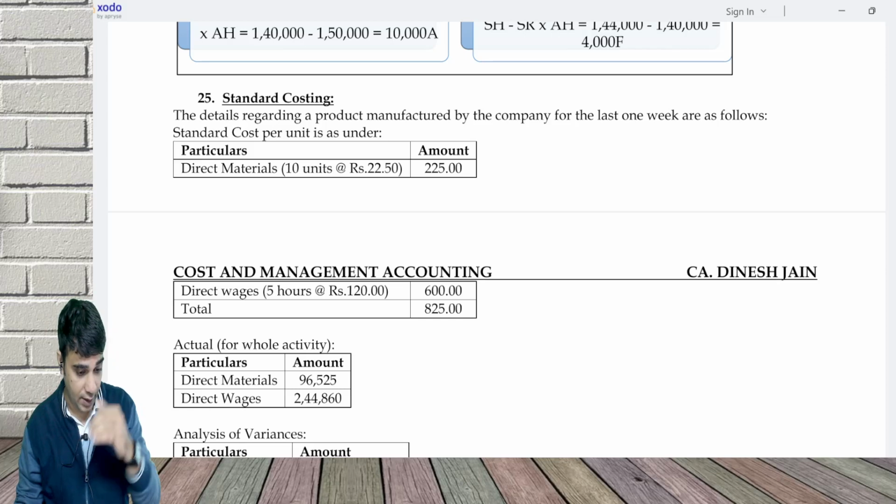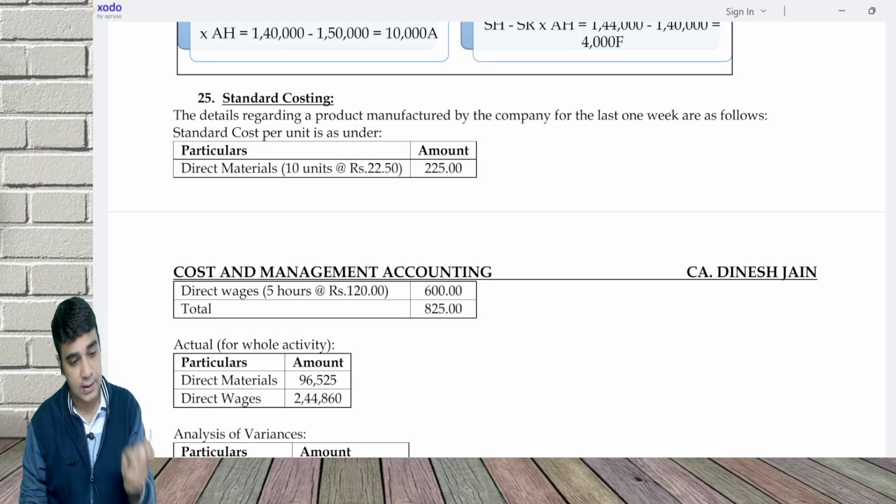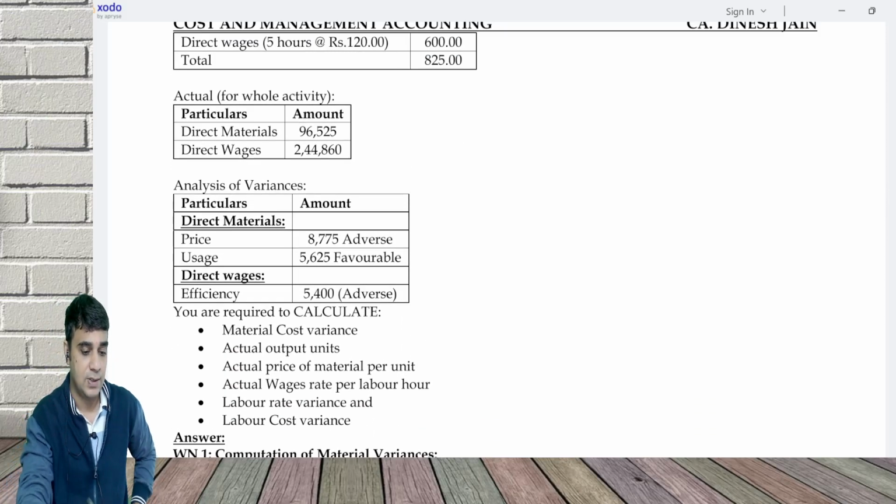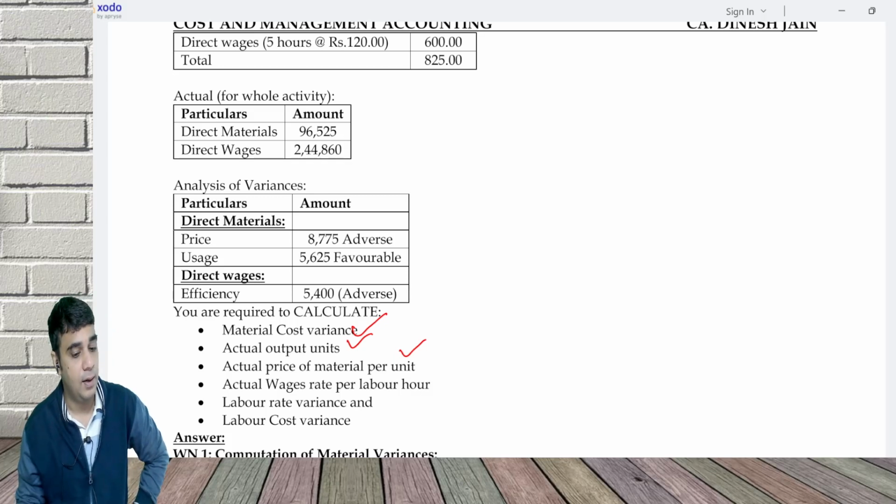In this question, when I go through the data, first we'll have to analyze material variances, then we'll have to analyze the labor variances. In material variances, we'll get the computation table. Once the computation table is done, we will answer this. The first three would be answered through material variance. That is, what is the material cost variance, how much is the actual output, and what is the actual price of material per unit. Then we move to labor variances. In the labor variances, again we'll reverse work and then get to the computation table. Once we get that, we need actual wage rate, labor rate variance, and labor cost variance.